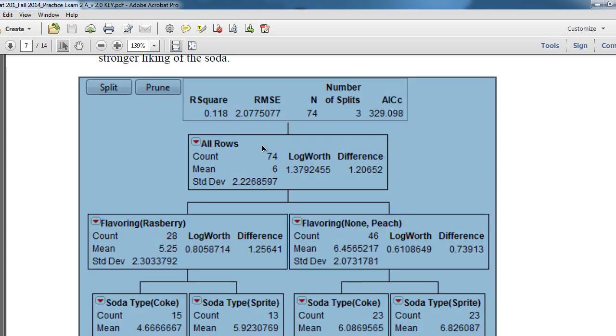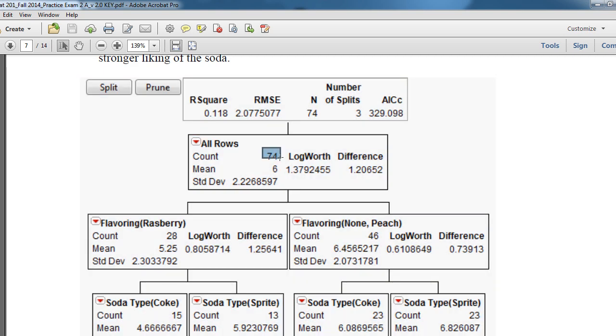So once again, we can see the 74 people up here, and their average rating of all the sodas was a 6. The right side of the tree goes to the high side, the left side goes to low side. Sometimes on trees, if you're sorting by Greek affiliation, the Greeks might go to one side and the non-Greeks to another. Generally, the right side of the tree always has the higher characteristic, and the left side has the other, vice versa. So over here, the lowest ratings are down here, and that is raspberry Coke. The highest rating over here would be regular Sprite or peach Sprite.